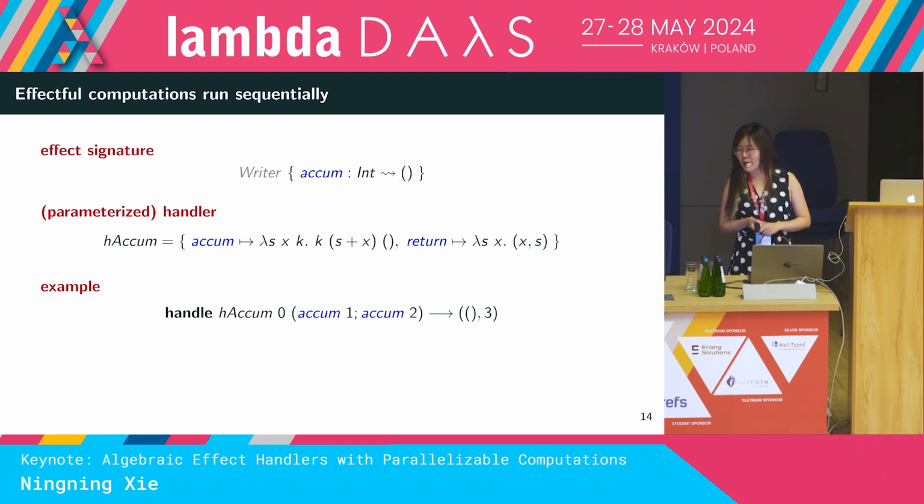And we can define a handler for writer, basically using parameterized handlers because we want to keep track of the value we have been accumulating using a stateful variable. And in this case, the handler for accum takes 3 arguments. S is the state that we have accumulated so far, and X is the operation argument, in this case an integer, and K is, again, the continuation.